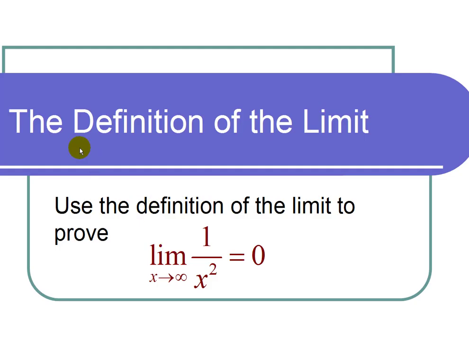This is a video on using the definition of the limit. The question states, use the definition of the limit to prove the limit as x approaches infinity of 1 over x squared is equal to 0. So let's first remember the definition of the limit.